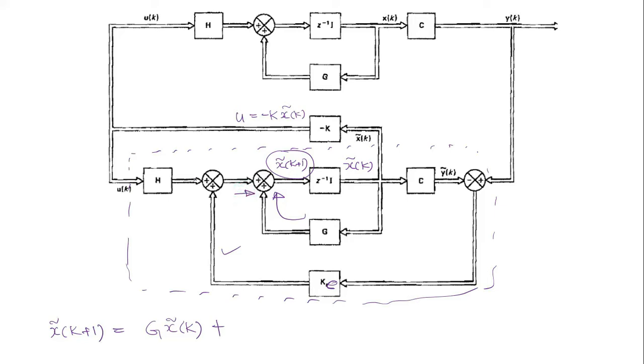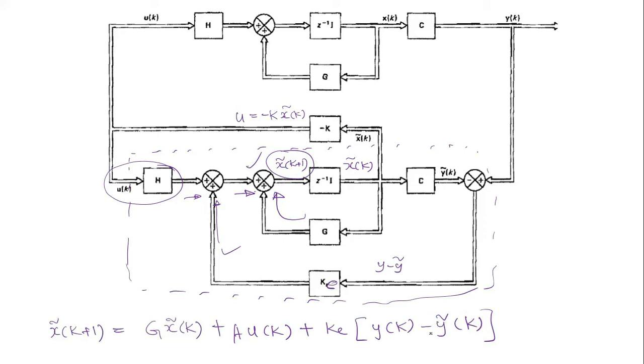What are the signals that come here? h into u of k is there. Then that error, y minus y tilde, into ke also comes here. So those are added and that gives us the input to this summer. So this equation becomes g x tilde of k plus h u of k plus ke into y of k minus y tilde of k.